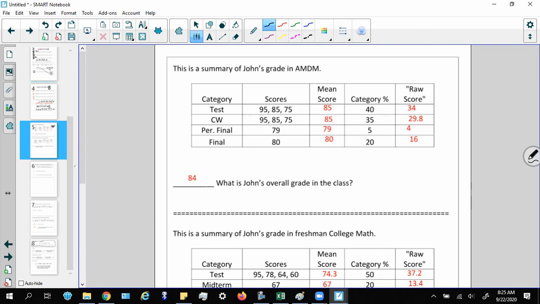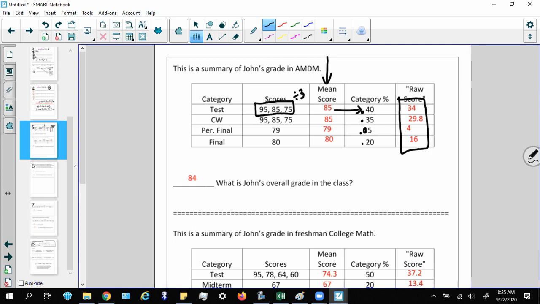This is the summary of John's grade in AMDM. All right. So to find, remember to find the mean score, you take all of his test scores, add all up, divide it by 3. All right. That's how you find the mean scores. And then you take the mean scores, you multiply by the percentage, which would be 0.40, 0.35, 0.05, and then 0.2. And that's how you get all your raw scores.